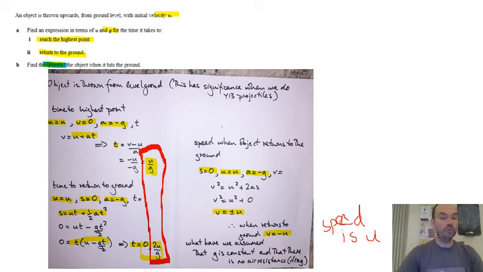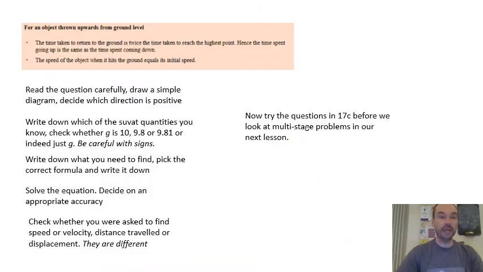Right, what have we assumed? We've assumed g is constant and that there's no air resistance, there's no drag. So to summarize that, the book has this result. Notice that that is a result for thrown from ground level. If something's thrown from a platform above the ground, this is not true. Thrown from ground level, time taken to return to the ground is twice the time taken to reach the highest point, which we've just demonstrated. The speed of the object when it hits the ground is equal to its initial speed, which we've just demonstrated.